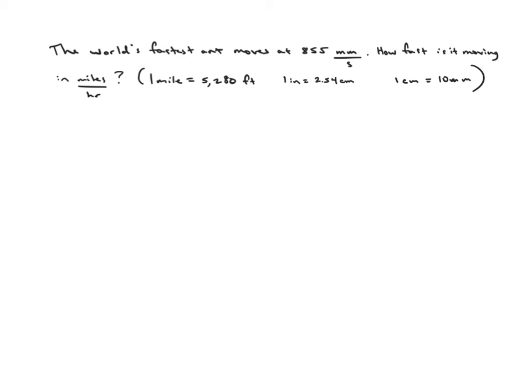Okay, I want you to try this last one on your own. And then I'll walk through it after you've tried it and given your answer, just to show you how to do it. It says the world's fastest ant moves at 855 millimeters per second. How fast is it moving in miles per hour? And it gives us a conversion of miles to feet, a conversion of inches to centimeters, and a conversion of centimeters to millimeters. Okay, so I want you to go ahead and try this, and then I'll solve it for you.